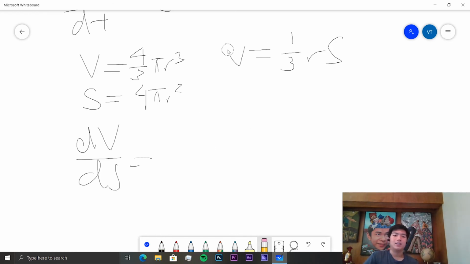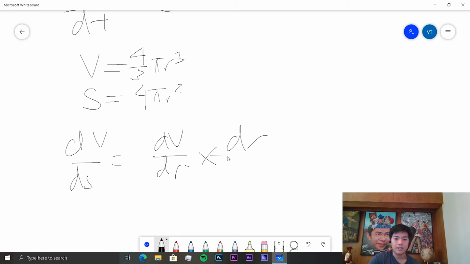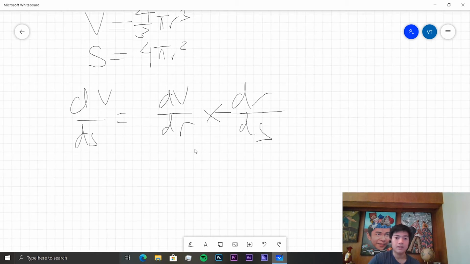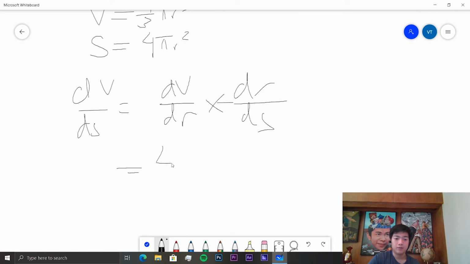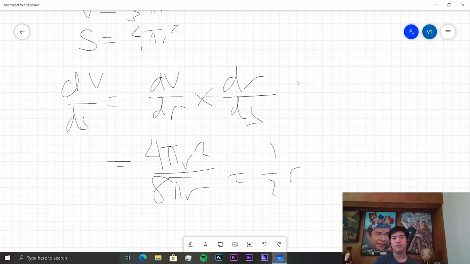Or actually, I guess we can just do it like dV over dS is equal to dV over dr times dr over dS. So this is equal to 4 pi r squared divided by 8 pi r. So it's equal to 1/2 r. Is that correct? Yeah, 1/2 r.